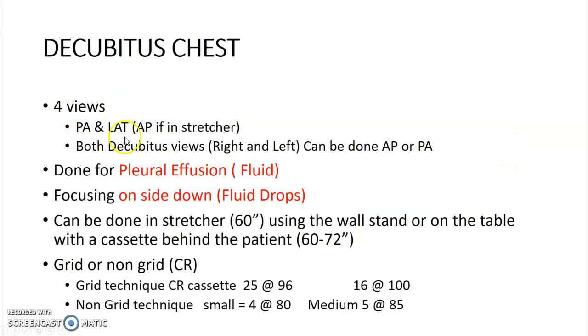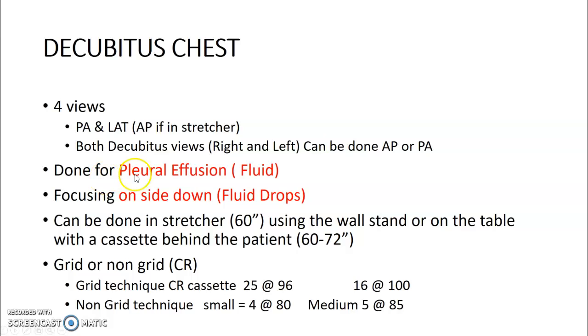Decubitus chest would be 4 views for us at our clinical site. We do a PA and lateral chest. If the patient can't stand, you'll do AP on the stretcher and a lateral. We do both Decubitus views, a right and a left. Those can be done either AP or PA, depending on patient ability.